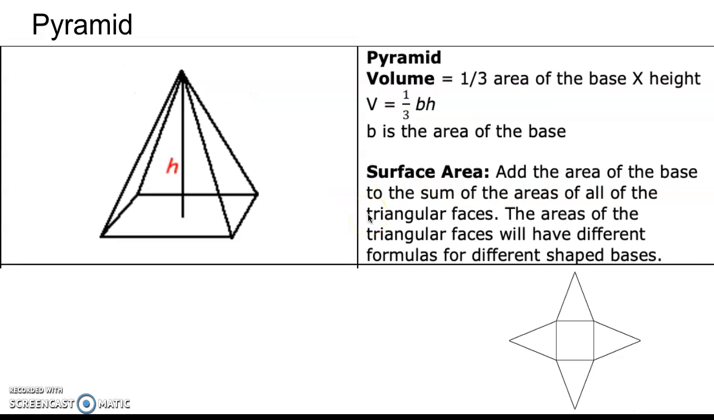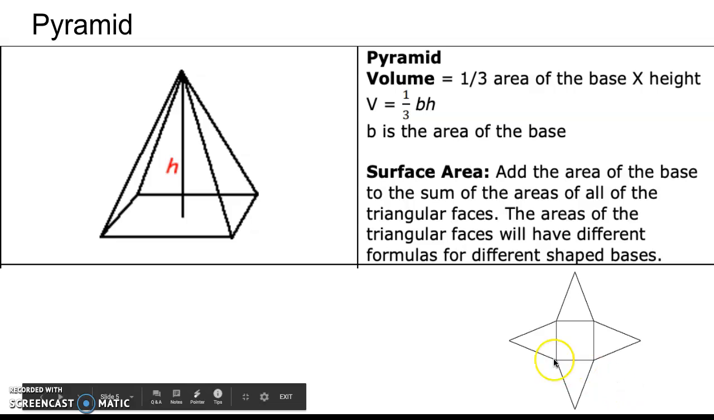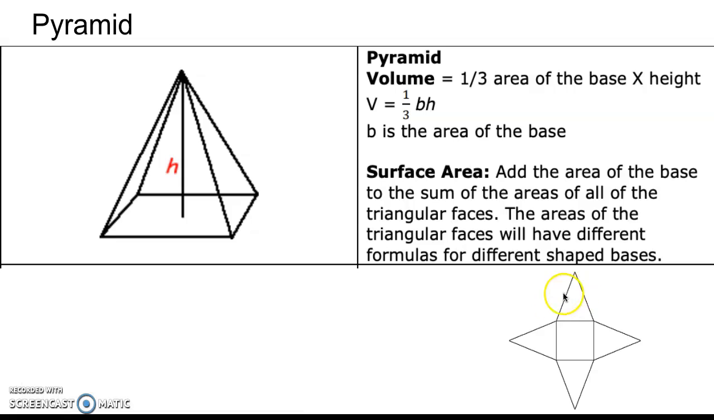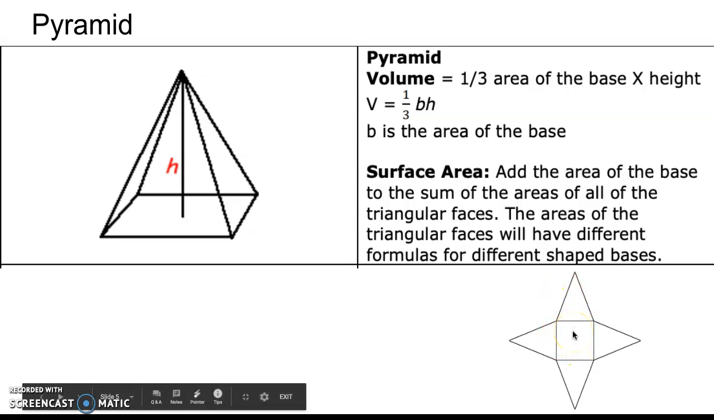Now for a pyramid, the volume of a pyramid is a third of the area of the base times the height. But for the surface area, look at what the different sides of a pyramid look like. We've got 4 triangles and 1 square, right? So we need to figure out the area of each of the 4 triangles, add them together, and then add that to the area of the square.